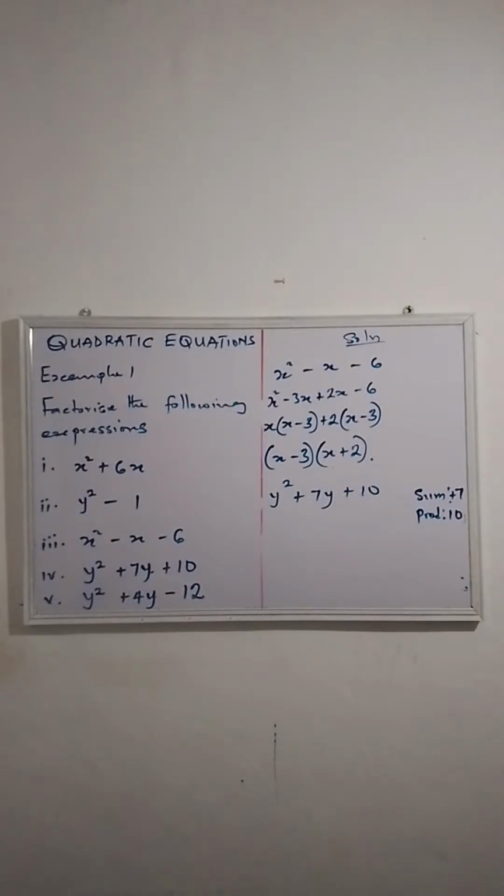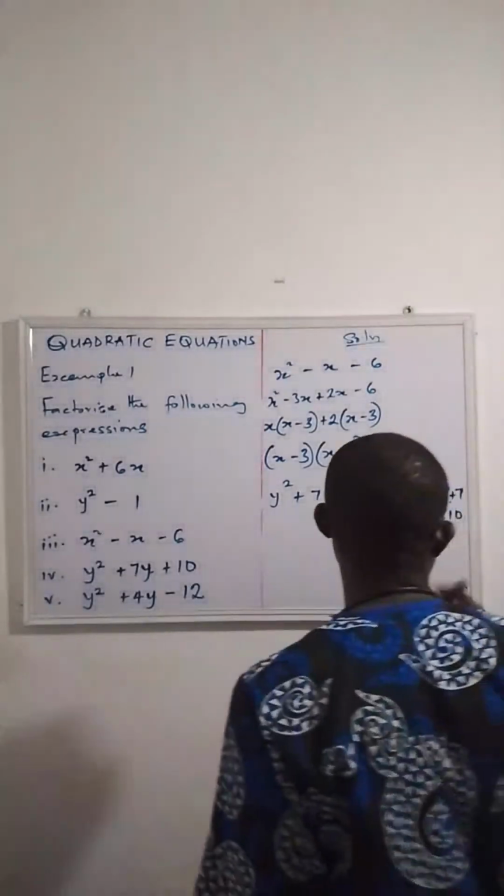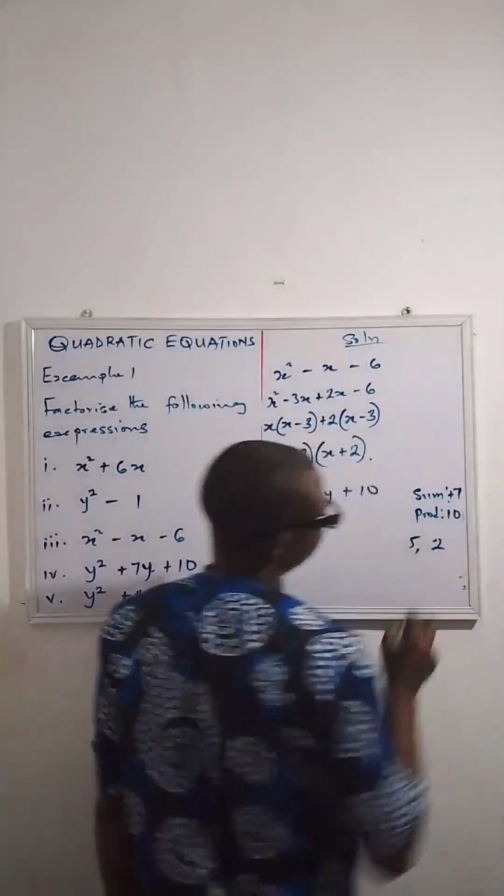Okay. All right. I can see. Show me the answer. So 5 and 2. I think that is correct. So let's look at 5 and 2. We have 5, 2. Okay.